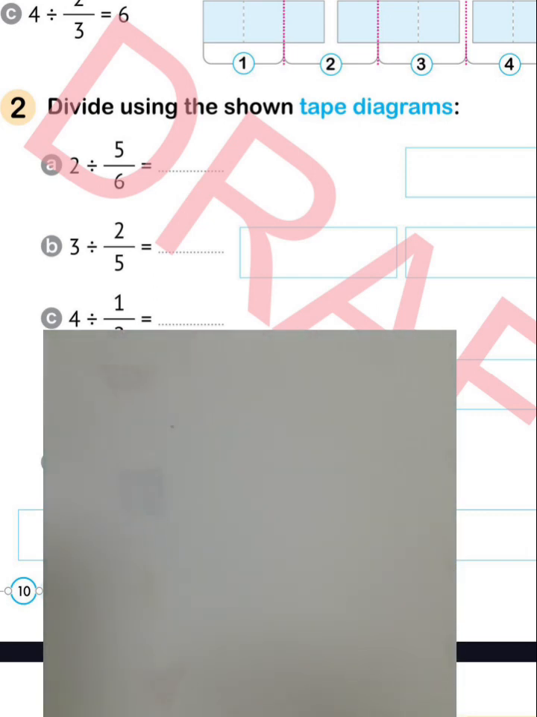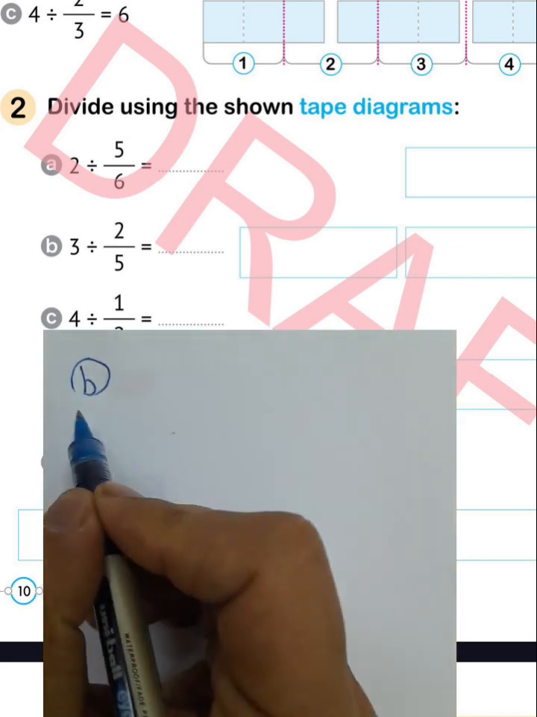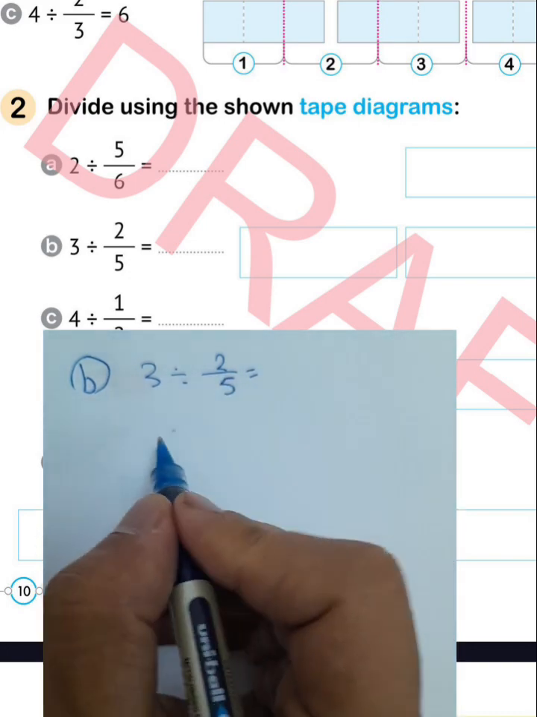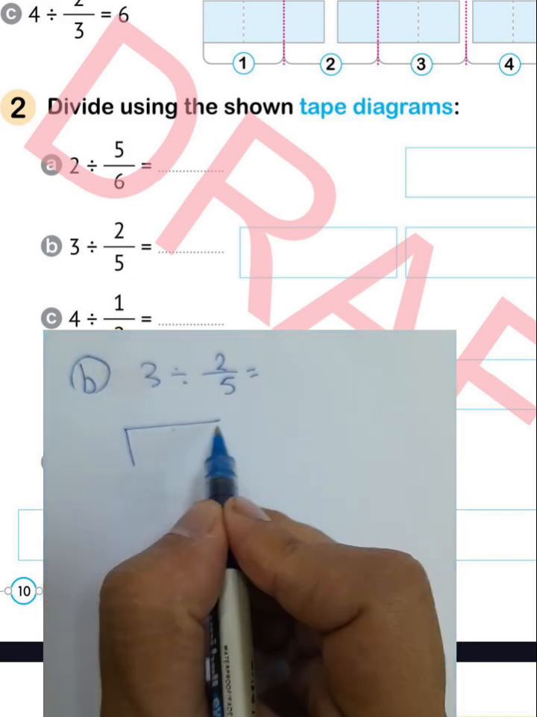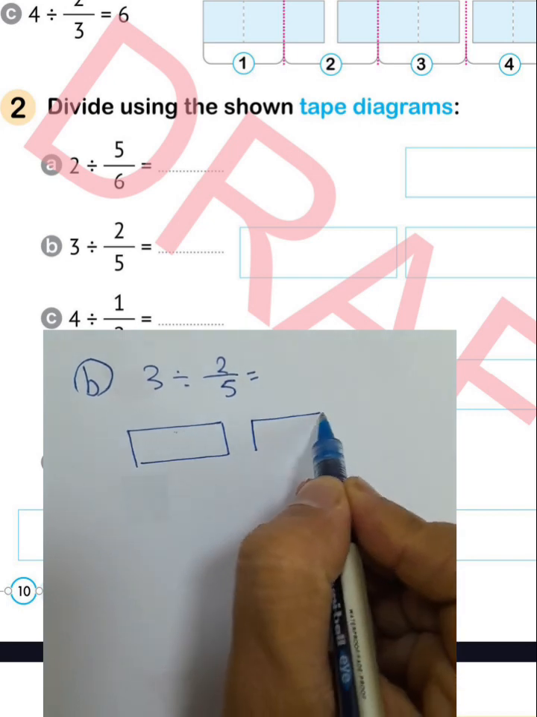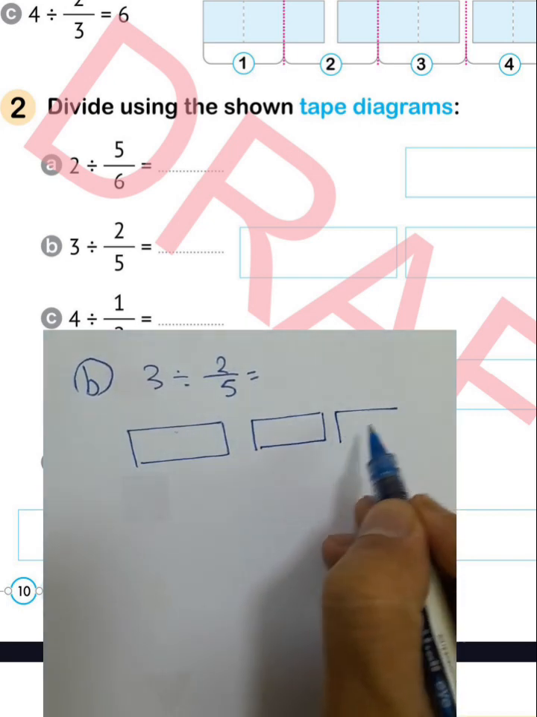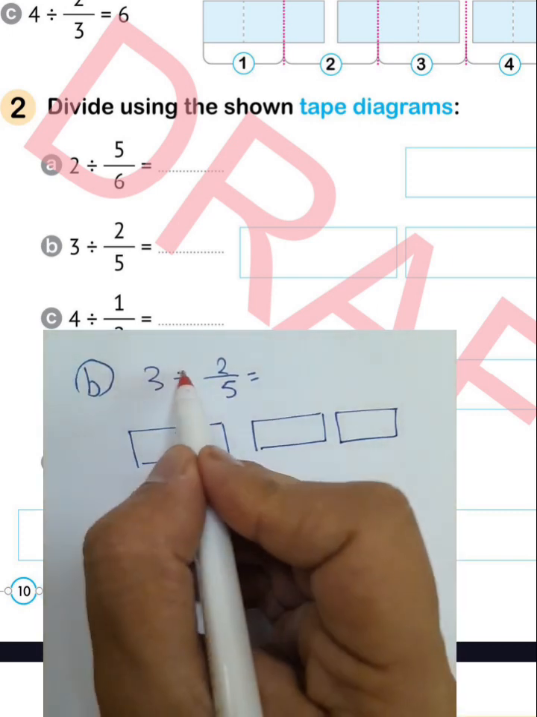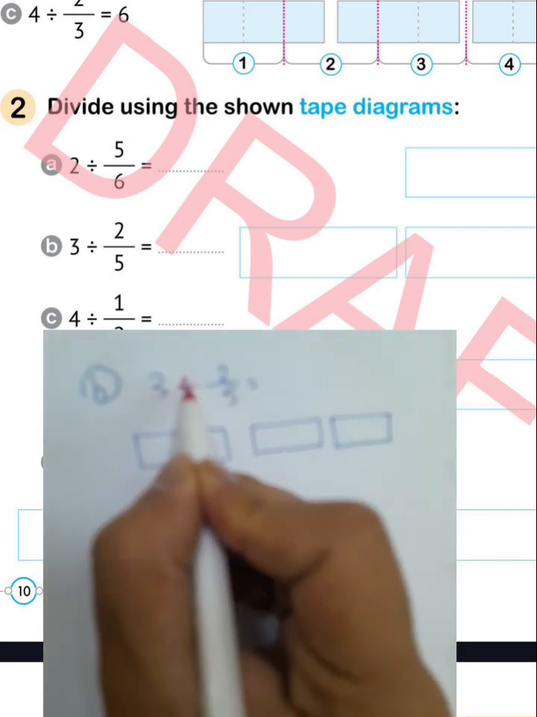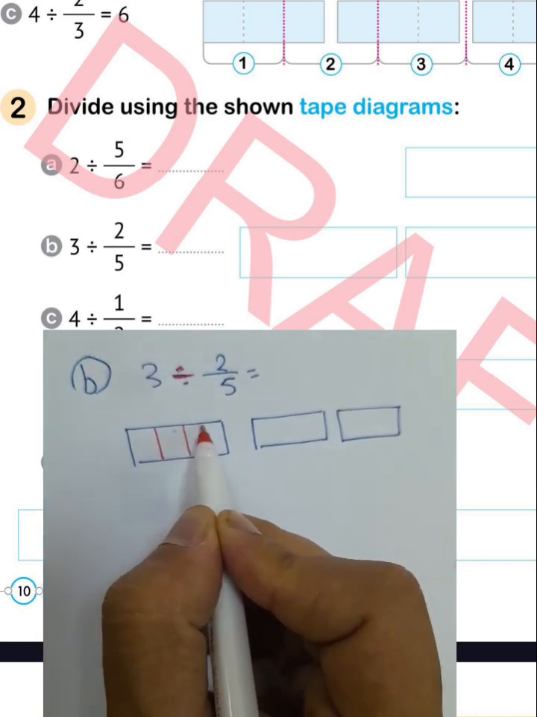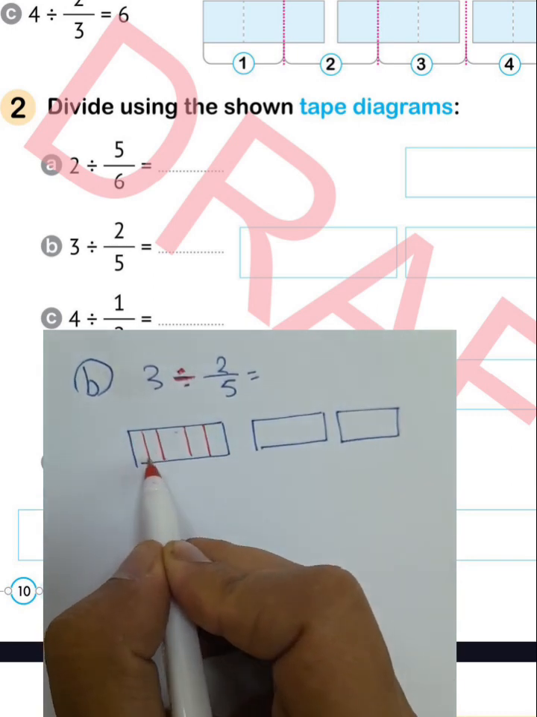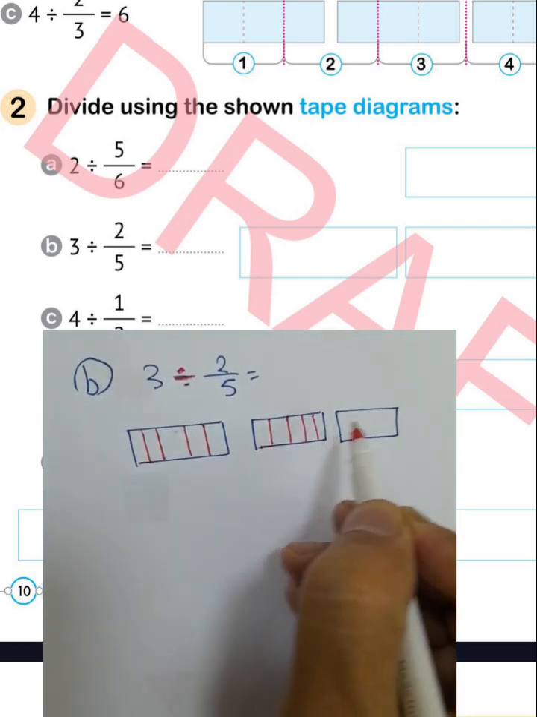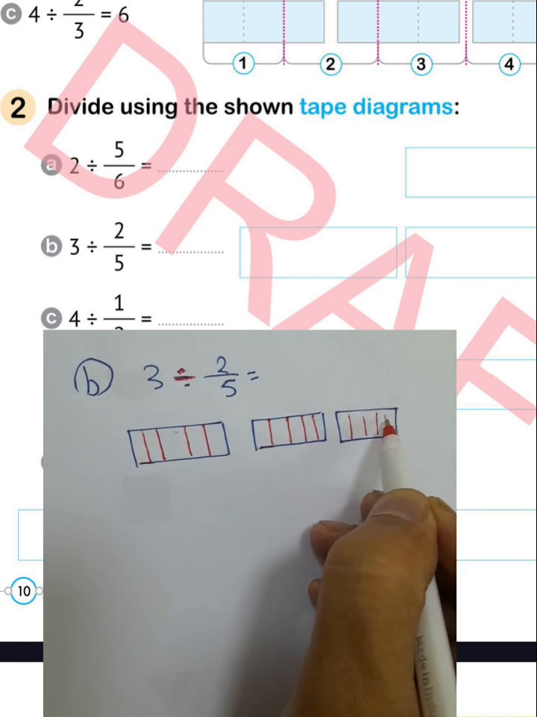Okay, next question. Letter B. 3 divided by 2/5. We can draw how many models? 3 models: 1, 2, 3. And each of them contains 5 parts: 1, 2, 3, 4, and 5. And here 1, 2, 3, 4, and 5. 1, 2, 3, 4, and 5.